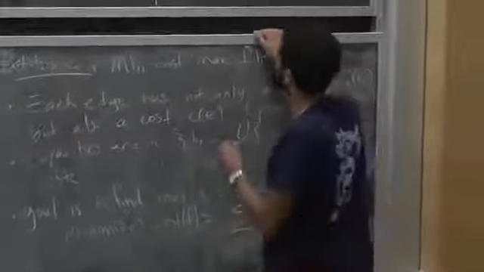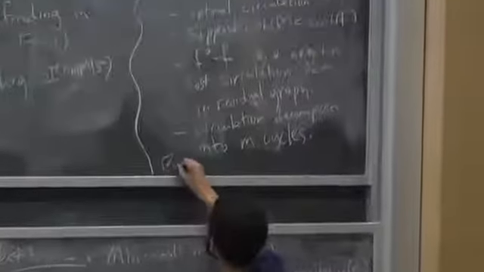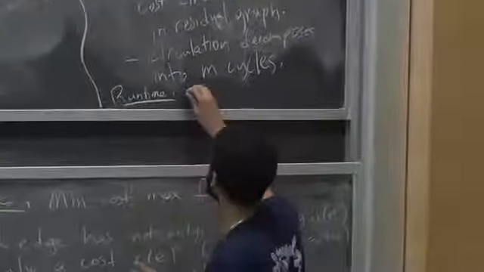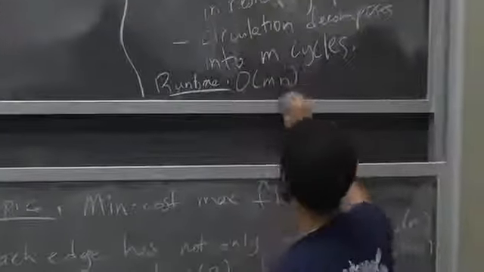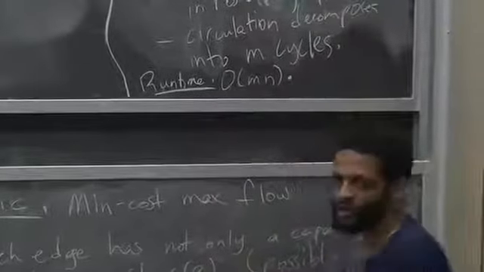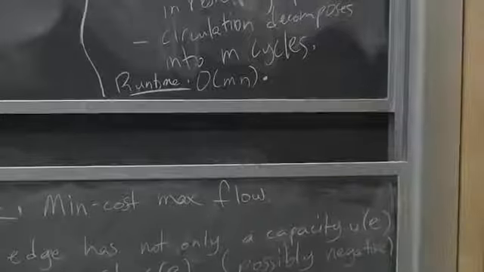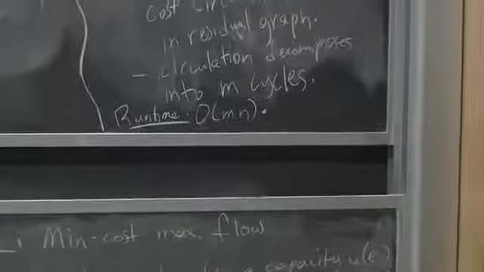So what's our, actually let me just write it right here. What's our runtime? So we need, in each iteration, we need to run, say, Bellman-Ford. Or we could run the other one. How many iterations can there be? I mean, give me any valid bound.